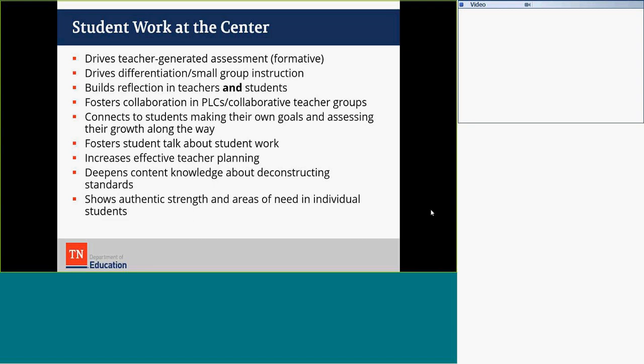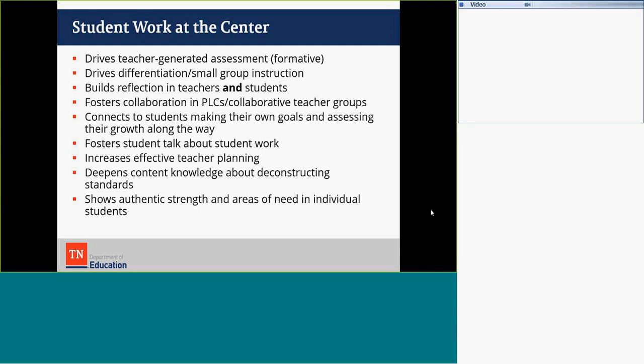And as we're living that in our classrooms, knowing that this work fosters collaboration in PLCs and collaborative teacher groups is critical, because the more that we can think together, the more we learn about the process. And again, the more that we share this with students, it connects to them and helps them to make their own goals and to self-monitor their growth along the way. The more that students do that, the more they talk and share and think and problem solve together. That can definitely come forth from this work.